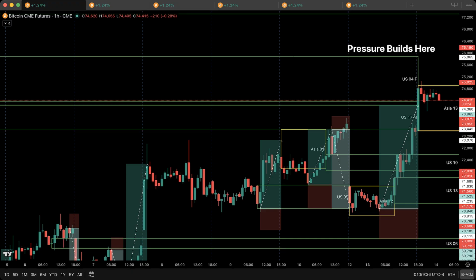This is the shakeout. This is where most exit. But watch carefully. The drop does not continue. It slows immediately. It holds above the zone. Now it pushes again. Same level. Same test. Different result. This time it holds above.